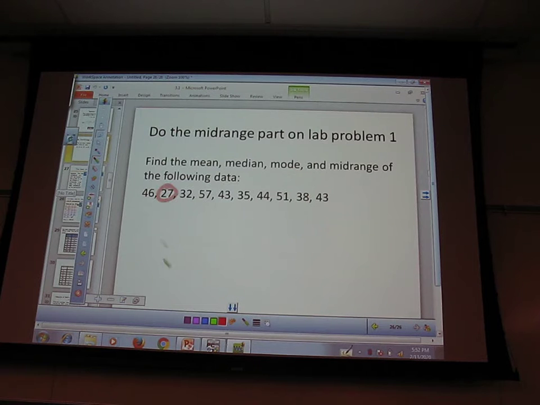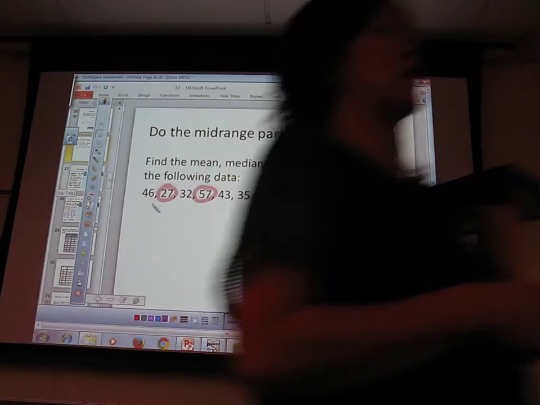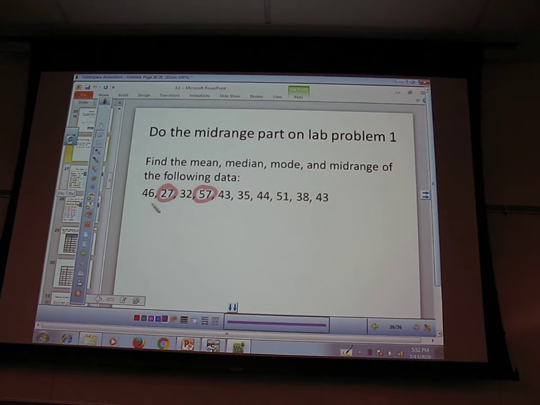Lowest is 27, the highest is 57. All right, so my mid-range is going to be the average of 27 and 57. Add them up, divide by 2, because there's 2 of them, and you guys got 42, the answer to everything in the universe. Okay.